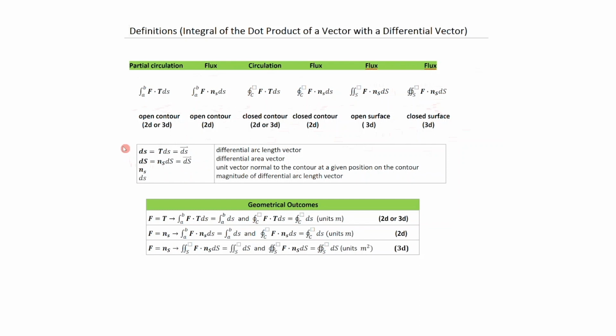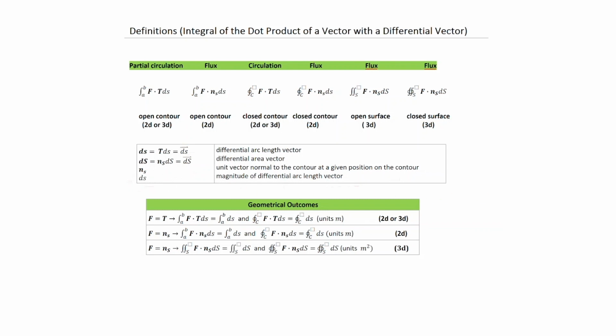So here are now the different definitions. ds bold is the differential arc length. It's a unit vector which is tangent to the contour times the magnitude of the arc length. Or it can also be written this way. This would be the differential surface area, a vector, which would be the unit vector that's normal to the surface times the magnitude of that differential surface area element. Also, this vector can be written like this. So ns would be the vector normal to the contour at a given position on the contour. Magnitude of differential arc length vector is this thing called ds.